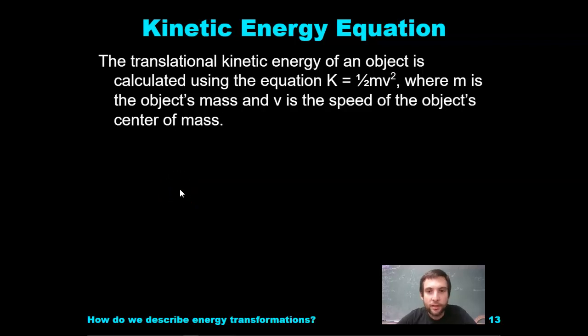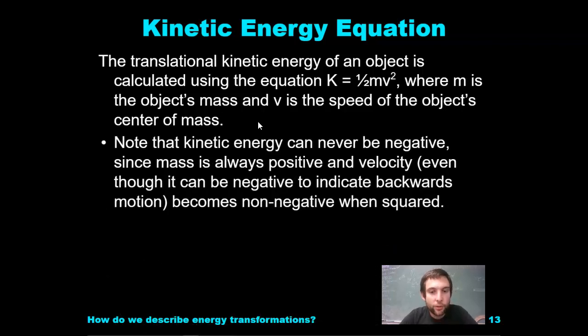Kinetic energy equation. The translational kinetic energy of an object is calculated using K equals 1/2 mv squared, where m is the object's mass and v is the speed of the object's center of mass. Note that kinetic energy can never be negative because the mass is always positive and velocity is squared, so even if you have a negative velocity, you're squaring it: negative times a negative becomes a positive.